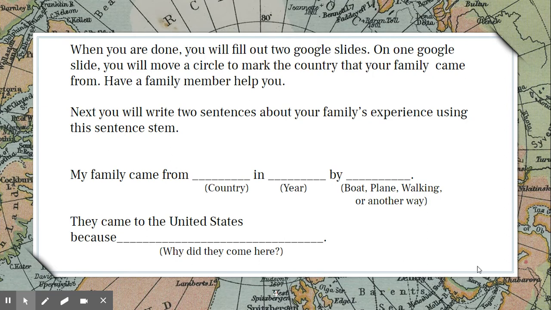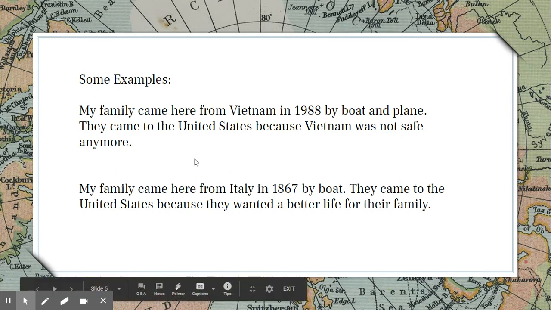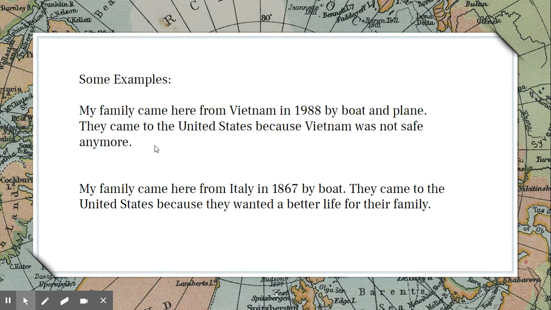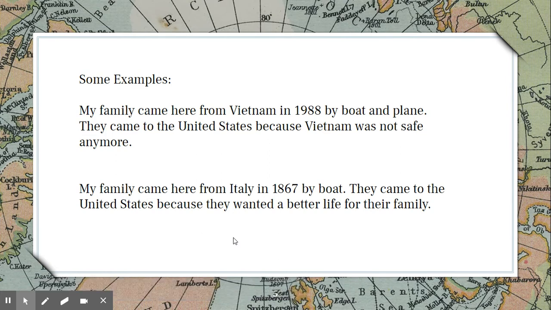Now, on the next slide, I said you are going to mark on a map where your family came from. Oh, sorry. Before we get to that, these are some examples of some sentences fully written out. So, first one, it says, my family came here from Vietnam in 1988 by boat and plane. They came to the United States because Vietnam was not safe anymore. The second one says, my family came here from Italy in 1867 by boat. They came to the United States because they wanted a better life for their family. So these are two different examples of two different stories, two different families who had different experiences coming to the United States, right? But they're both really amazing stories about families that have come here seeking something better.